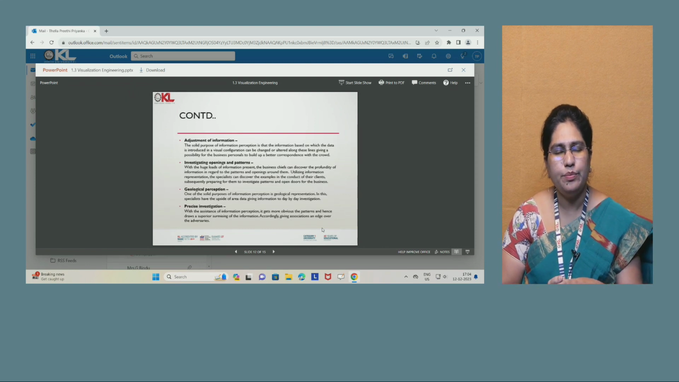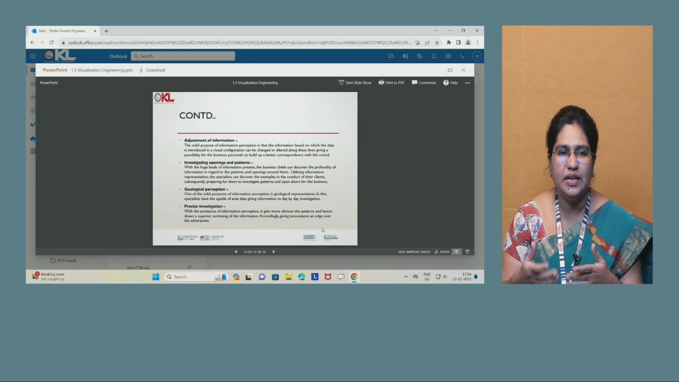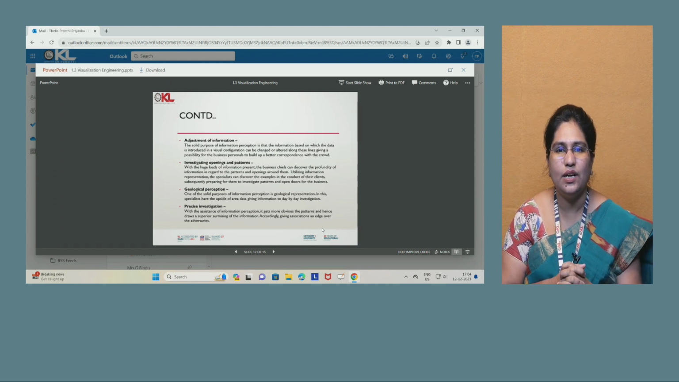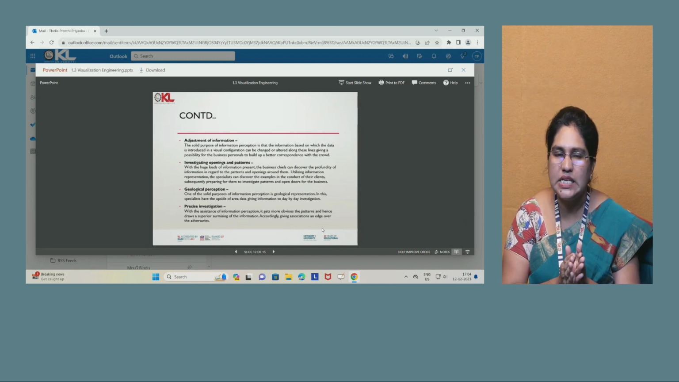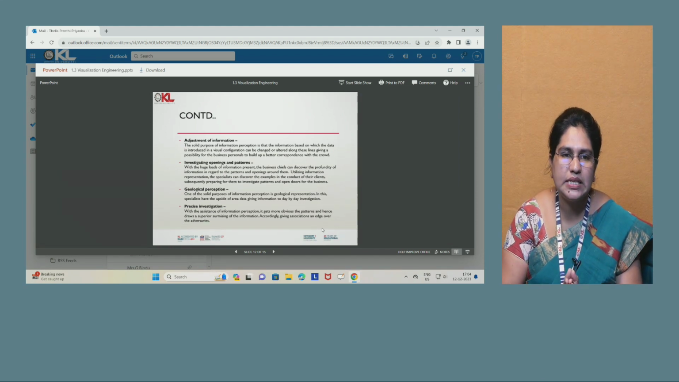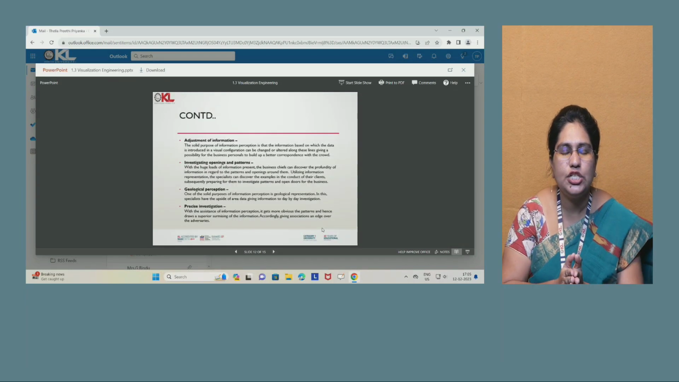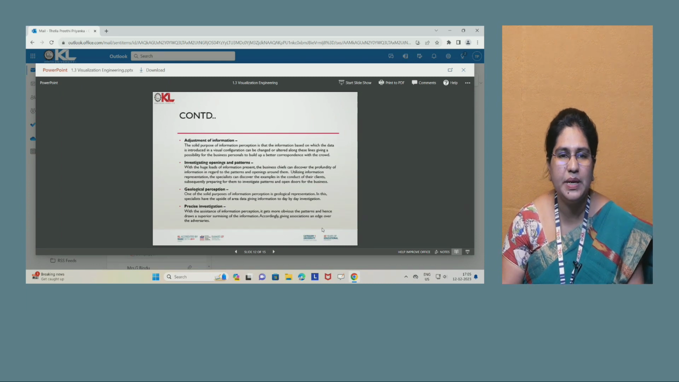Adjustment of the information is one more thing. With this, the data is introduced in a visual configuration and can be changed or altered along those lines, giving the business persons that possibility. For adjustments, we are not supposed to follow strict rules. If the situation demands, we have to adjust the information according to the requirement. Then only will the business move very smoothly. Better correspondence and the crowd.